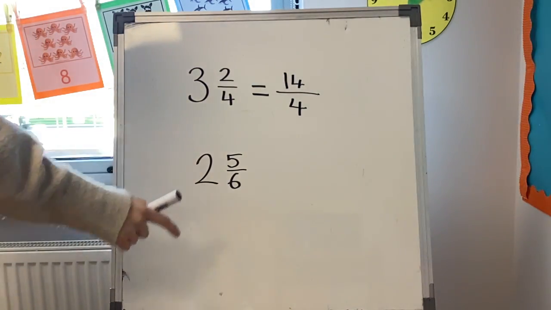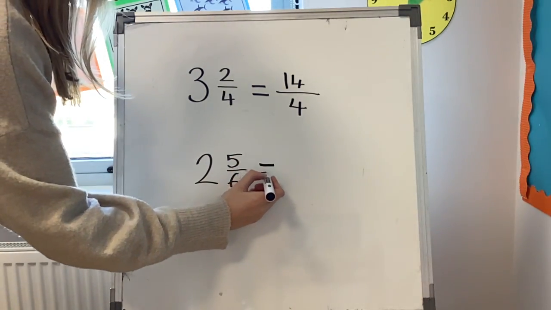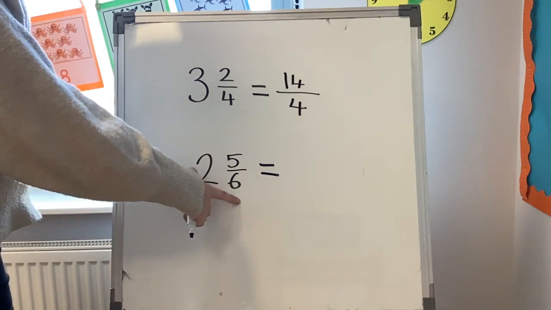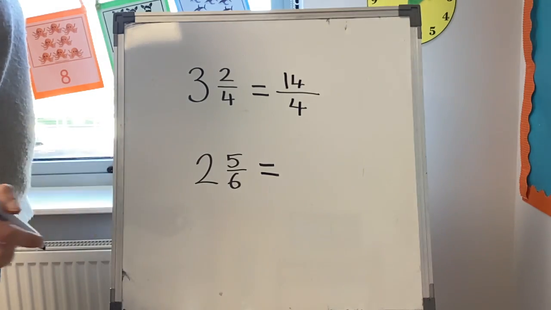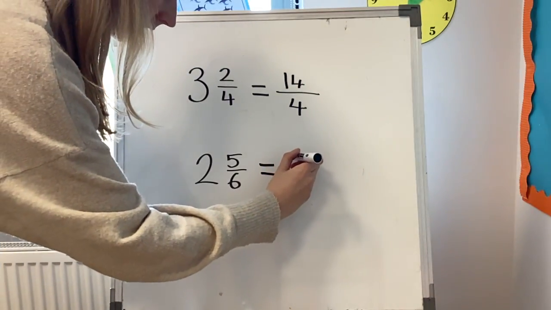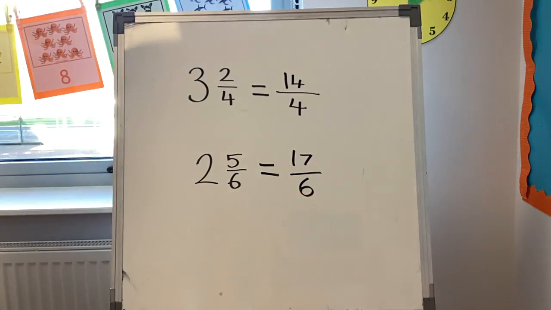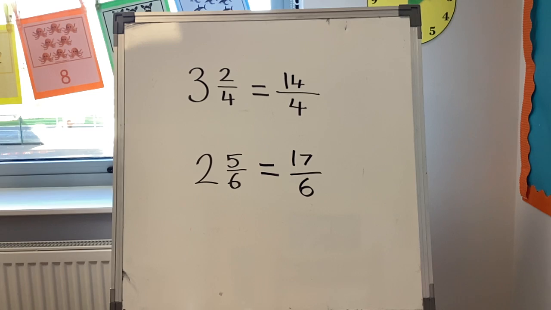In this one here, 2 and 5/6, we'll do the same thing again. We will multiply the whole number by the denominator, which is 12, and we'll add the numerator, which is 17. And the answer is 17/6, because again, the denominator stays the same.